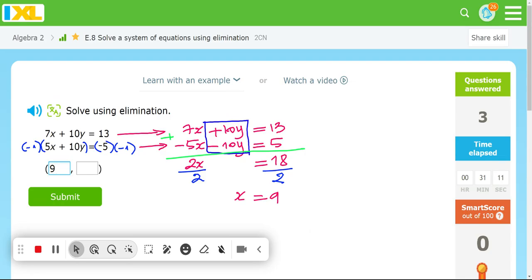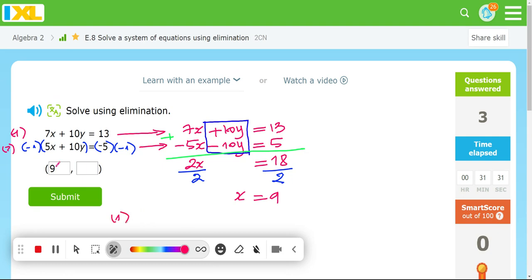Okay, now we need to find the y. Which equation should we use, first one or second one? Doesn't matter. You want to use the first? That's fine. This one is number 1, and this is number 2. From equation number 1, I come out 7x plus 10y equal 13. So what value of x should we use to substitute it in? 9. So 7 times 9 is 63, plus 10y equal 13.